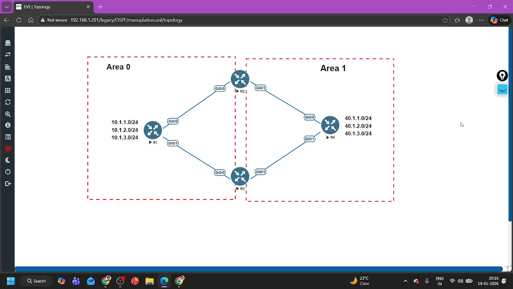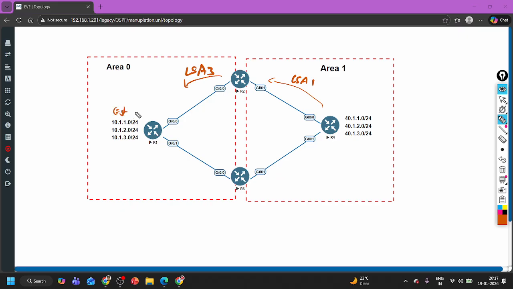Now for inter-area prefixes, whatever prefixes the ABR router is going to advertise, how will R1 calculate the cost for that? Let's say this 40 subnet, router 4 has advertised it to router 2 in form of LSA 1, and now router 2 is going to advertise it to R1 in form of LSA 3, which is ABR. And let's say the cost to reach the ABR router is 1 from router 1. How will it calculate the total cost to reach the 40 subnet?